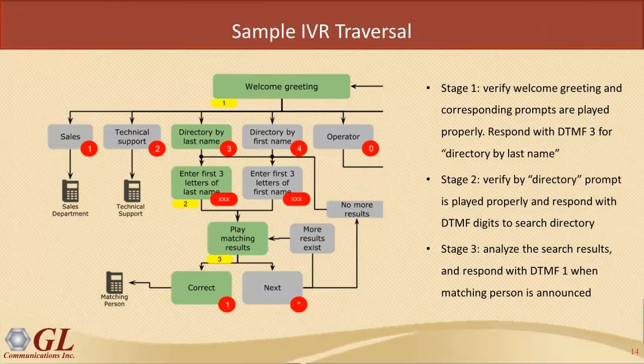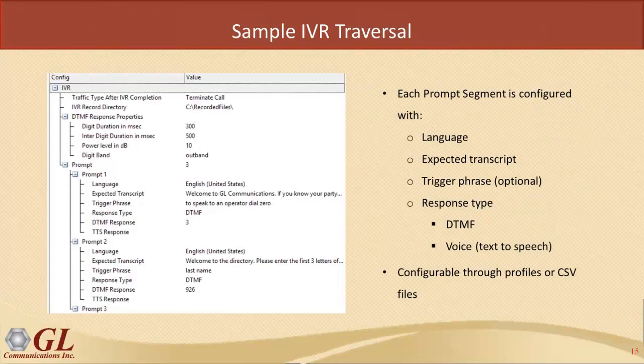Okay, so how do you configure the test tool to traverse through these prompts? As the previous slide suggested, we'll divide the prompt into 3 stages. The user can program each stage with the following information. What's the language of this prompt? What's the expected transcript? An optional trigger phrase, which decides when the response should be sent. If that trigger phrase is detected, we send the response automatically.